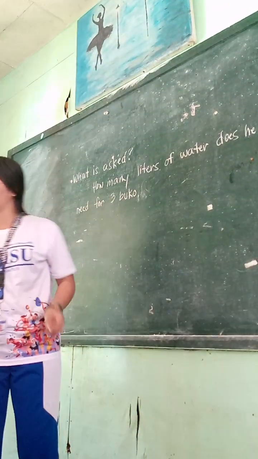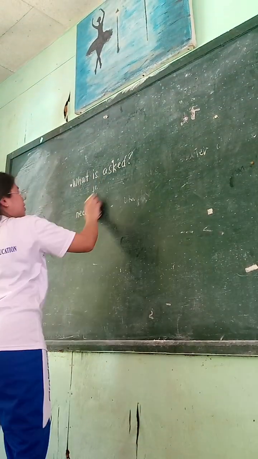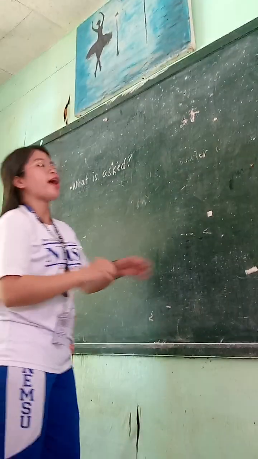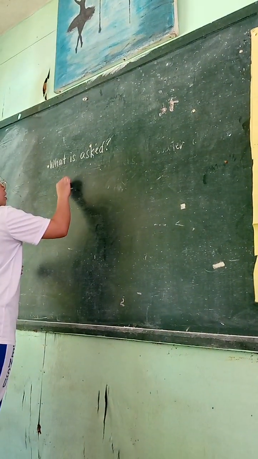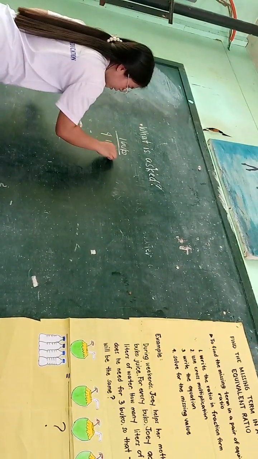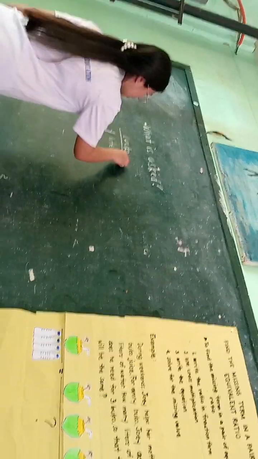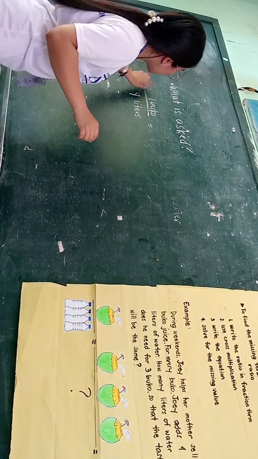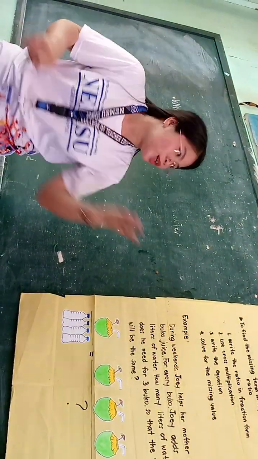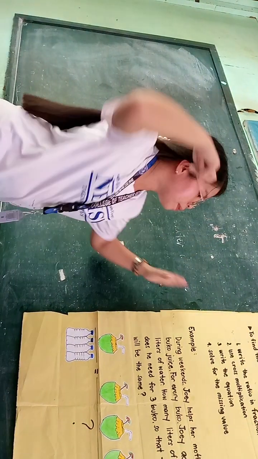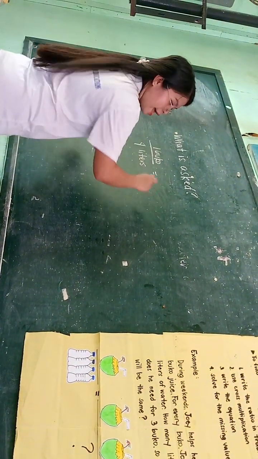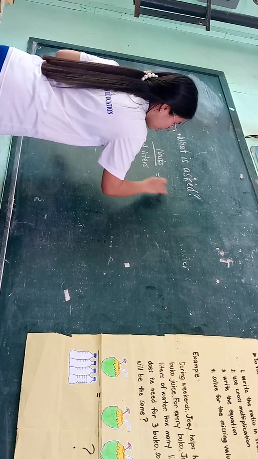So here I have one boko and four letters of water. The given is one boko, four letters, and three. We will write first the first number mentioned here. Then next, there are three bokos, right?